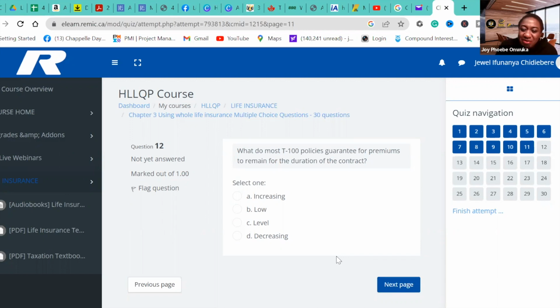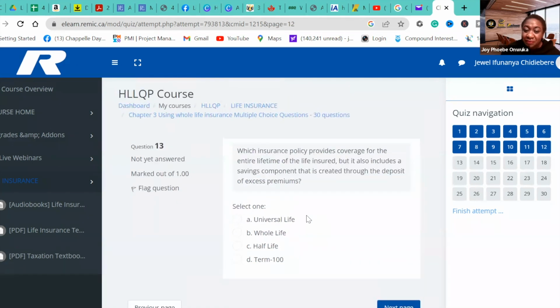Okay, what do most Term 100 policies guarantee for premiums to remain for the duration of the contract? A, increasing; low; level; decreasing. It is level. Term 100, the premium is leveled all through the period. Okay, it's not going up.